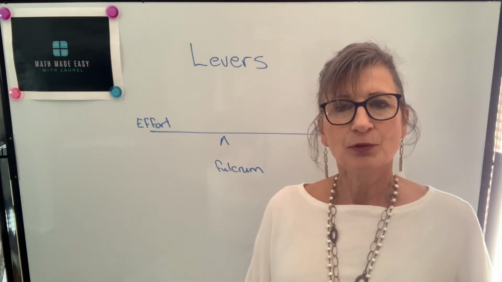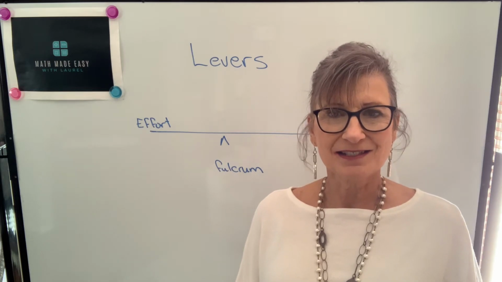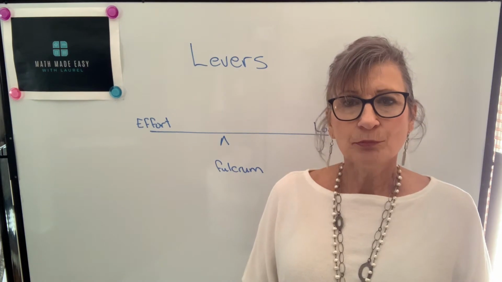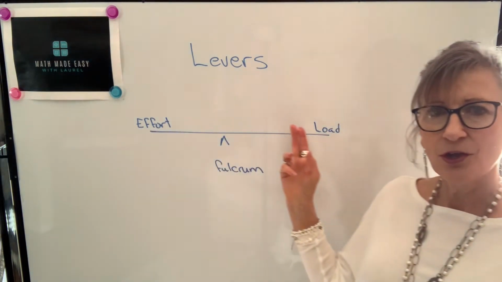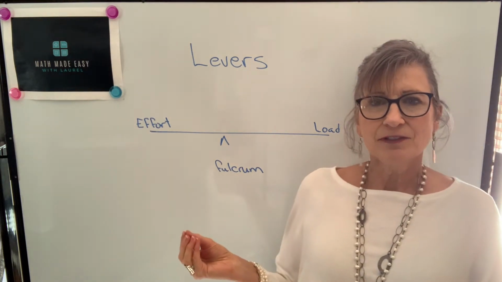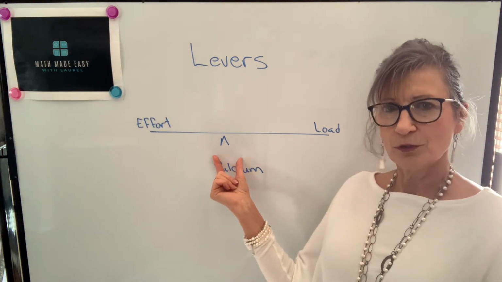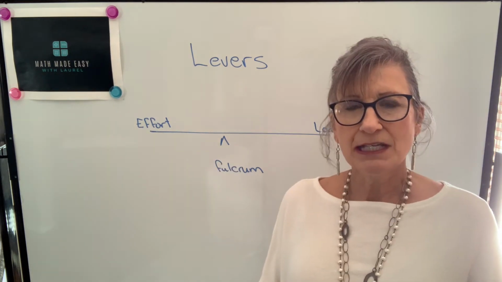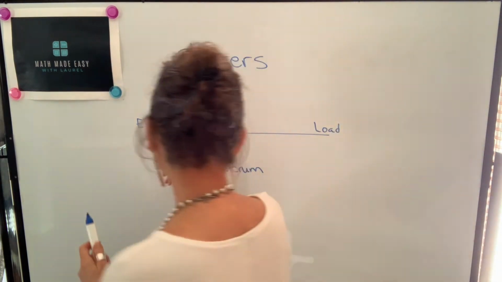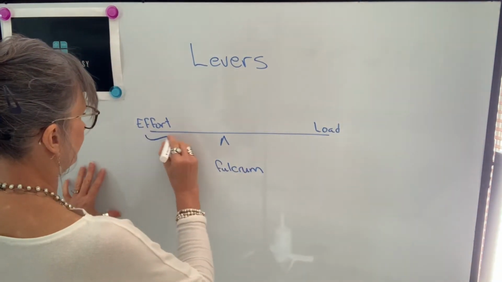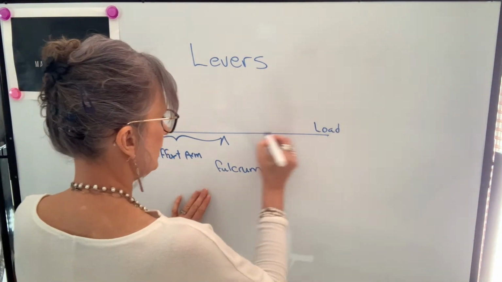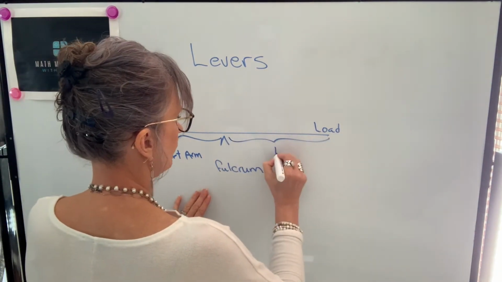We're going to be talking about the relationship between forces and distances in a lever. I'm going to call the input force effort, and I'm going to call the output force load. There are three classes of levers depending on where the fulcrum is located. Another concept that we need to understand with levers is the distances. The distance from the effort to the pivot point is called the effort arm. The distance from the load to the pivot point is called the load arm.